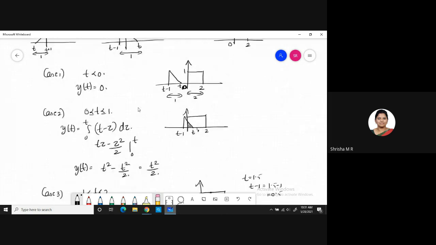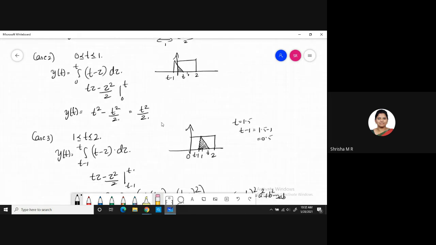So in case 2, our t has moved a little forward. This has moved a little forward. T is between 0 to 1. Okay. So if you see the overlapping space, it is from 0 to t. This is the overlapping space. So integral from 0 to t of t minus tau into d tau. So if you integrate this with respect to d tau, you'll have t tau minus tau square by 2 with limits 0 to t. So put the upper limit and lower limit, you'll get y of t.